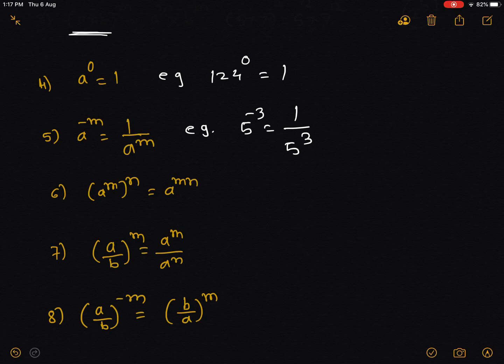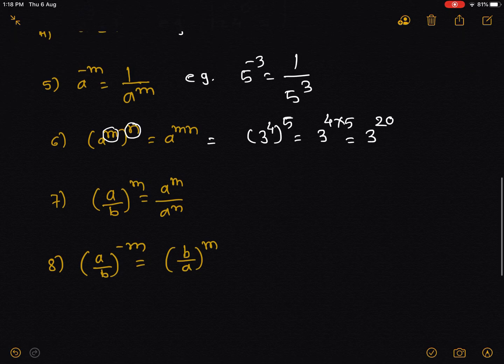Law number 6, a raised to m, in brackets, raised to n. Then there are two indices, m is an index and n is also an index. That means a raised to m, raised to n, we get a raised to m into n, that means multiplication of the two indices. See the example, 3 raised to 4 and it raised to 5, it is equal to 3 raised to 4 into 5. We get 3 raised to 20. The answer is 3 raised to 20.